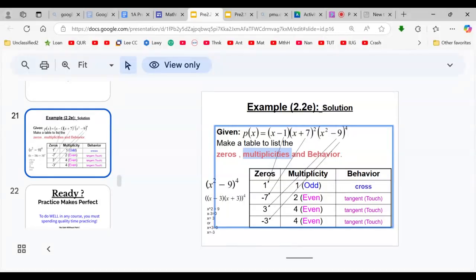What about the zeros? The zeros are 1, minus 7, 3 and negative 3. How did you get 1? It is x minus 1. And how did you get 7? It is x plus 7, when we remove this we get it. How did you get 3 and negative 3? This one, x squared minus 9. Factoring. Factoring gives x minus 3 and x plus 3. Thank you. Give me a big hand for Abdullah.